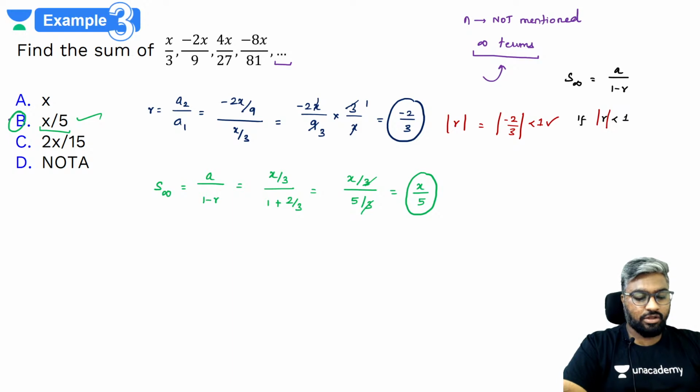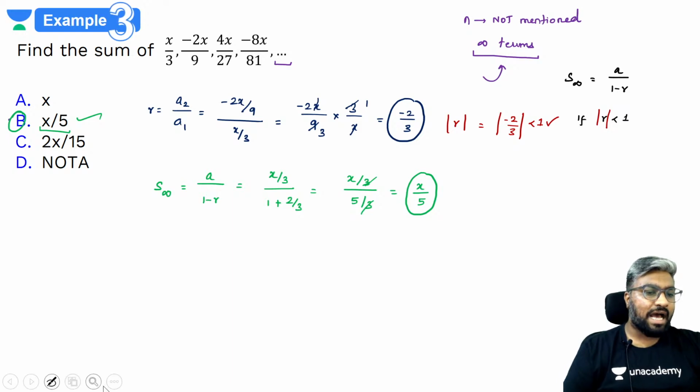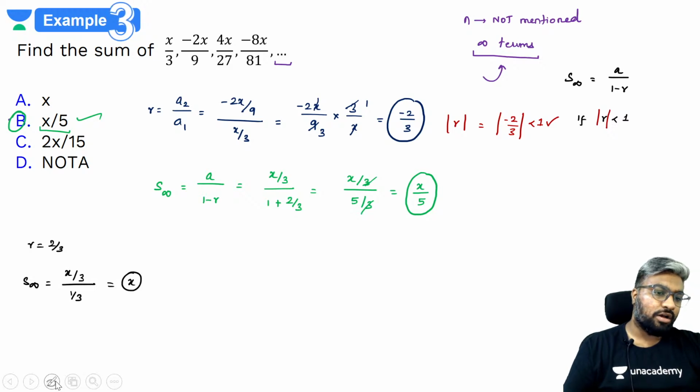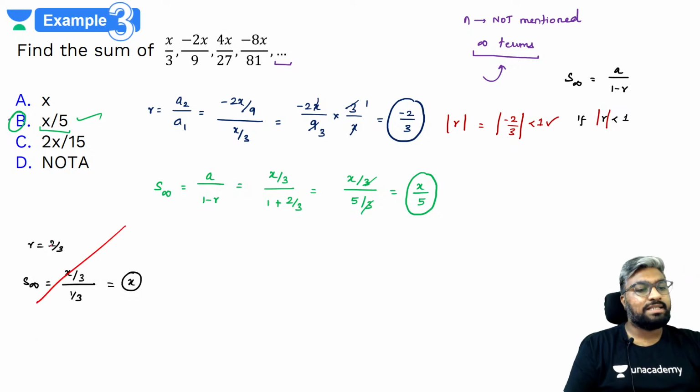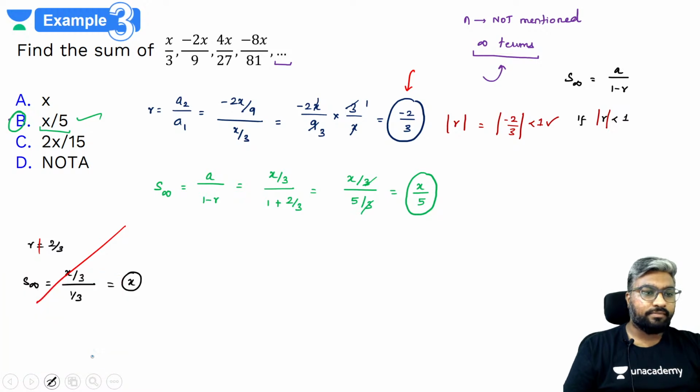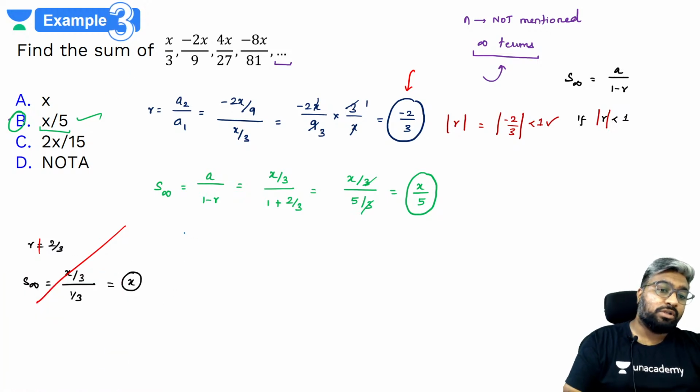Very good guys, beautiful. So a common mistake here would be to consider r as 2 by 3. If I took r as 2 by 3, not minus 2 by 3, the sum of infinite terms would have become x by 3 divided by 1 minus 2 by 3, which is 1 by 3. This would have been equal to x, but this is wrong. Why is it wrong? Because r is not equal to 2 by 3, r is equal to minus 2 by 3. Also, the answer to this question would have been cannot be determined if the value of r was, let's say, minus 2, or minus 3, or minus 3 by 2.